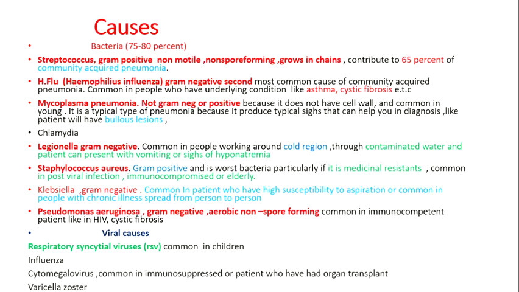We have what we call Mycoplasma pneumonia. This one is special because it's neither gram-negative nor gram-positive, since it does not have a cell wall, and it's common in young ones. It is a type of pneumonia that produces signs that can help you to diagnose.